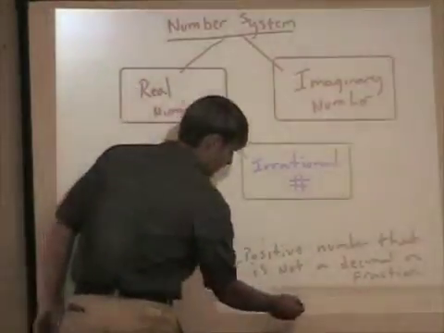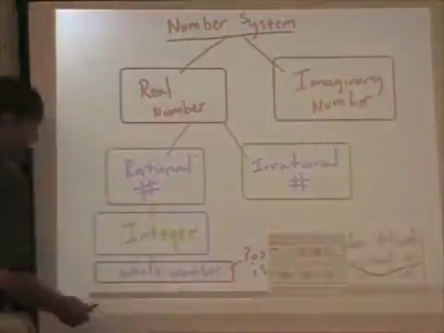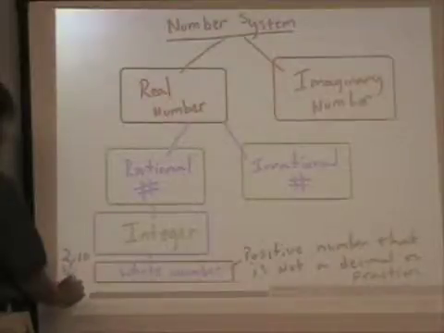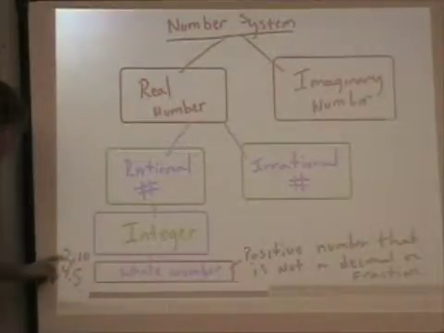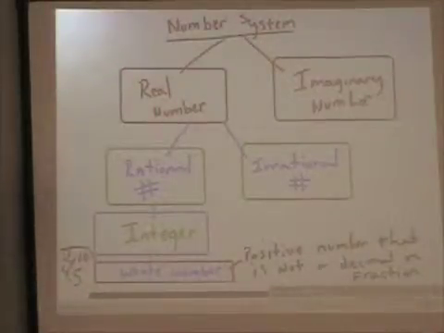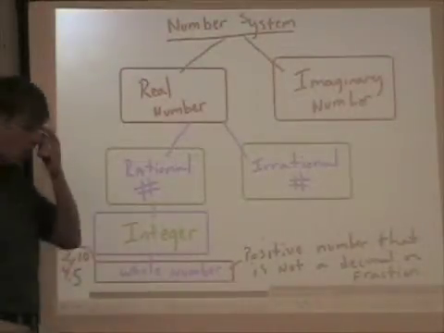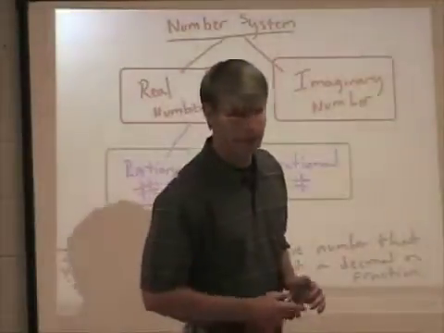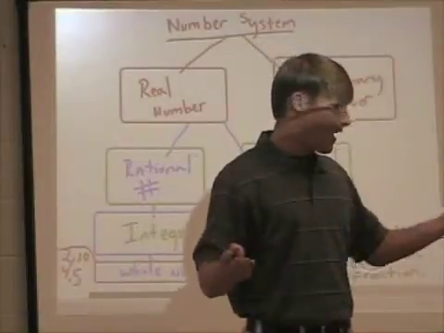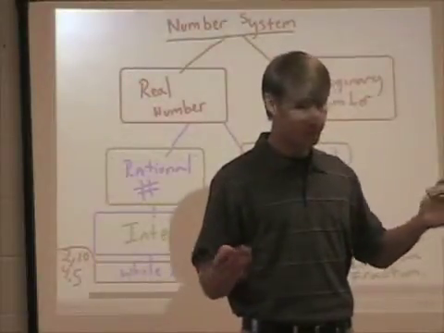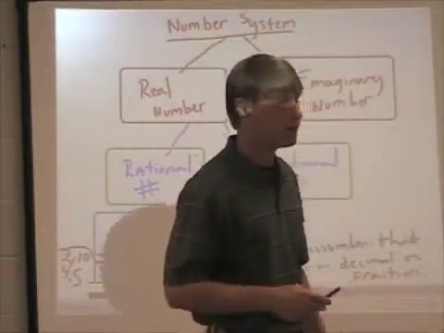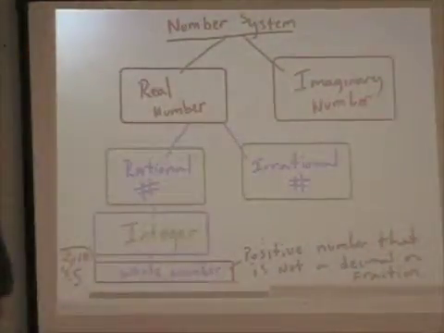Somebody give me some examples of whole numbers. 2, 10, 5, 4. Okay, those are good ones. 2, 10, 4, and 5 are all what? Whole numbers. Okay? Now, what's something that's not a whole number? 2.5, 4.4, 3.6, .04, negative 10. Negative 10 is not a whole number because it's negative.